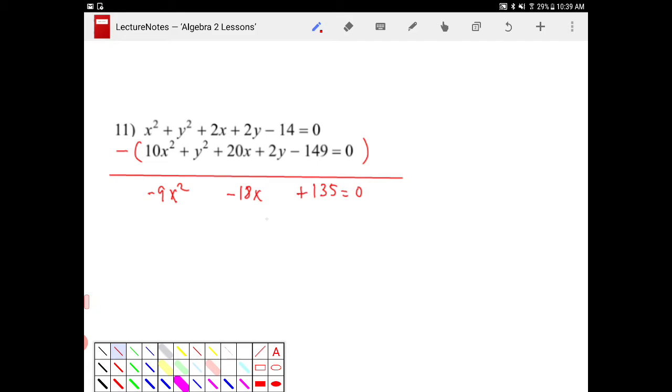And this all boils down to, well, is this thing divisible by 9? It looks to be divisible by 9. I'm going to divide both sides by negative 9. And if I do, I'll end up with x squared plus 2x minus, what is that? 9 goes into 135 15 times.